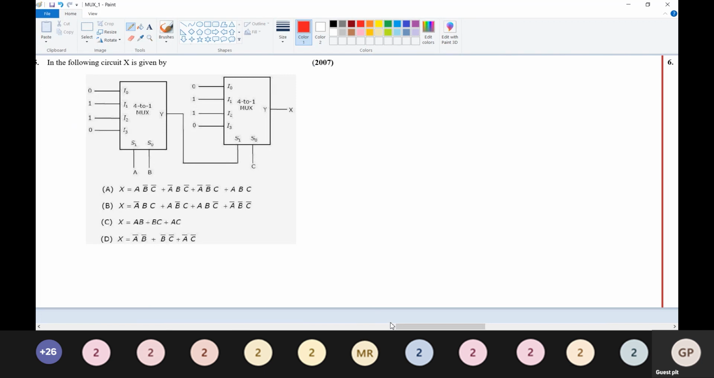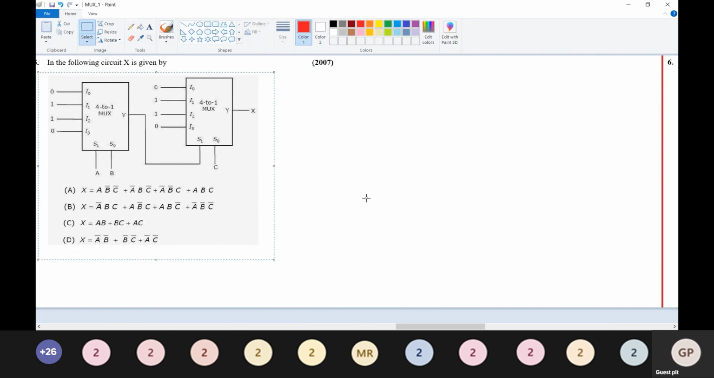So now in the following circuit, X is given by. Okay, so now you have this. Similar to the previous question, I'm going to find out what the Boolean expression is. First step, we'll see your first 4-to-1 mux. I'm going to write the output here as Y. Your selection lines are A and B.